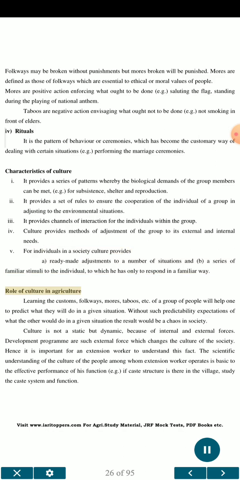Role of culture in agriculture. Learning the customs, folkways, mores, taboos, etc. of a group of people will help one to predict what they will do in a given situation. Without such predictability, expectations of what the other would do in a given situation, the result would be chaos in society. Culture is not static but dynamic, because of internal and external forces.